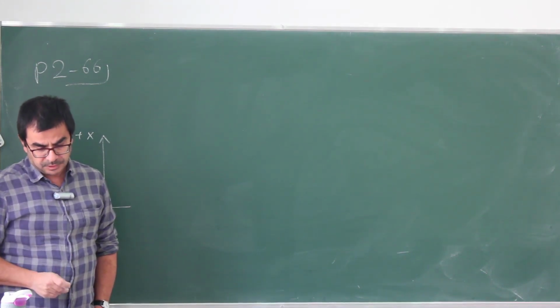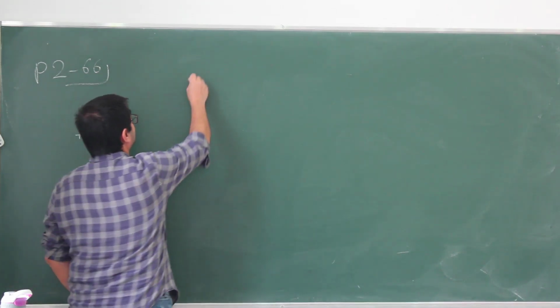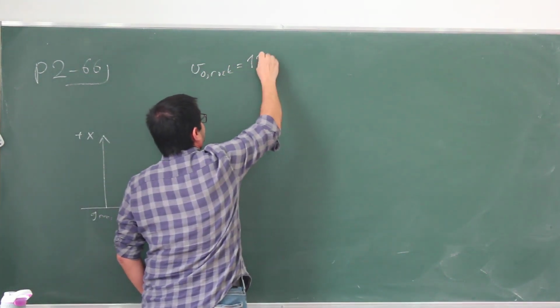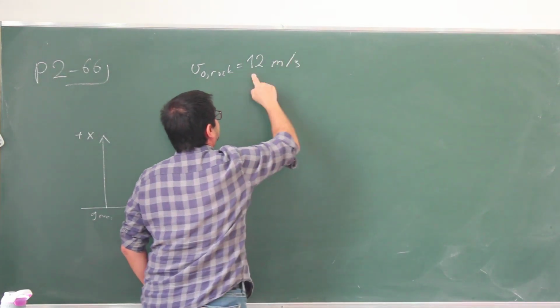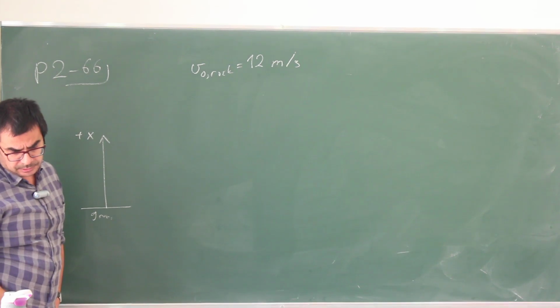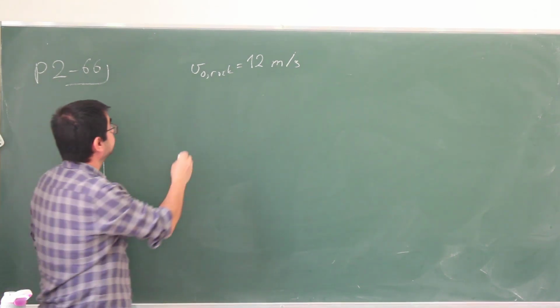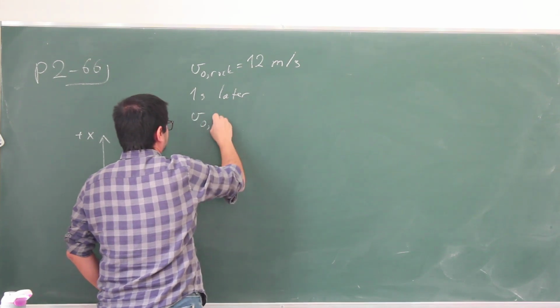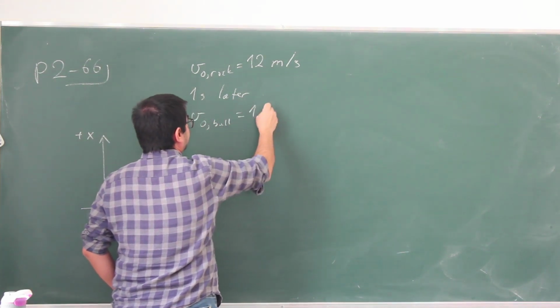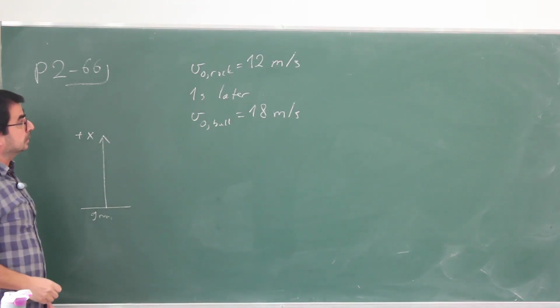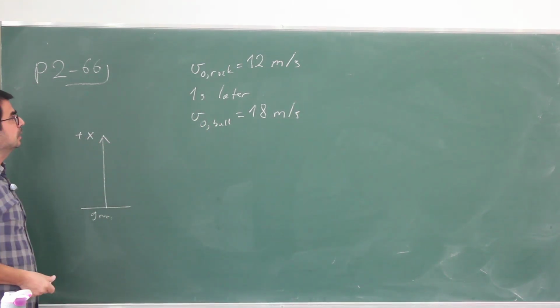So we have a rock that's thrown with some V0 rock is 12 meters per second. This is positive because I throw it up, I chose up as positive. And then another 1 second later, we have a ball, V0 ball, is going to be 18 meters per second. And they collide. Now, do they really collide?